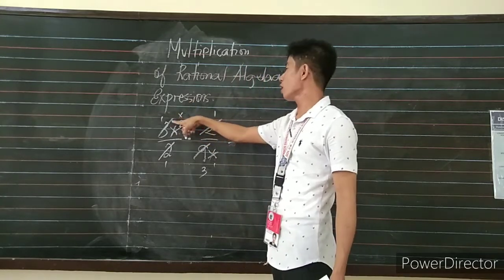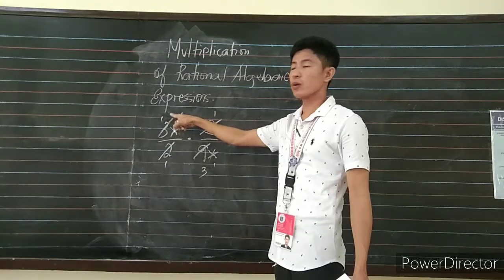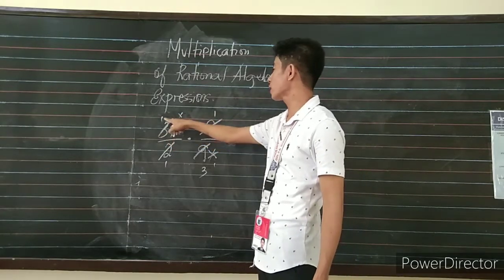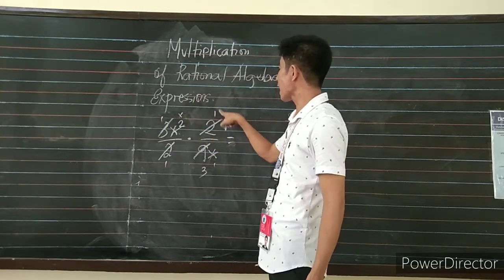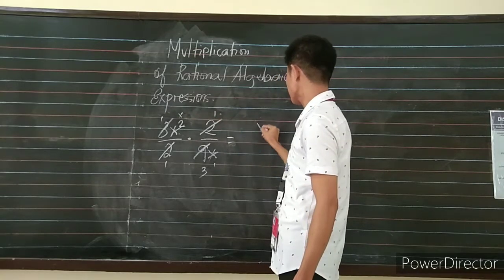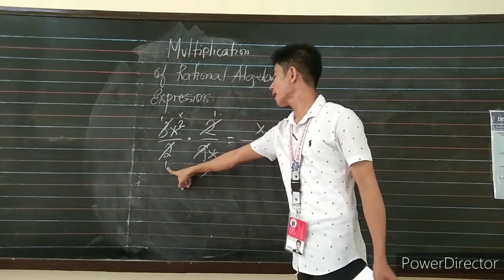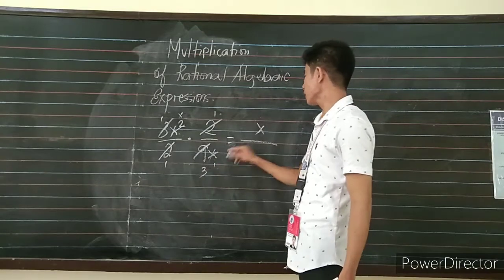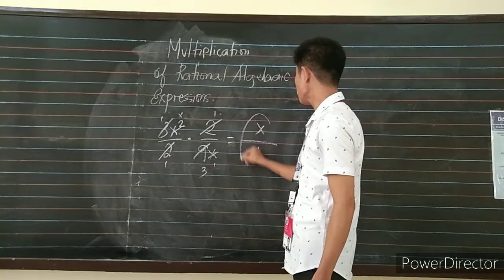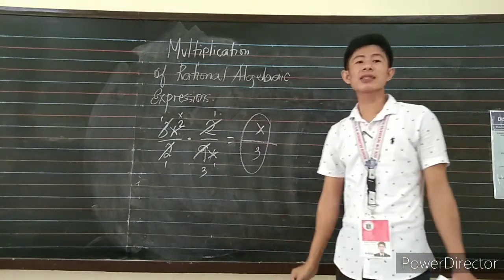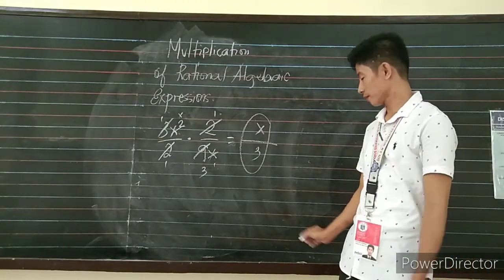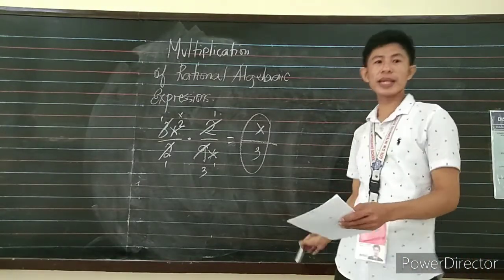Then multiply all the numbers that were left in our numerator. 1 times x times 1, that is x, over 1 times 3 times 3, that is 3. So our final answer is x over 3. Okay, next example.